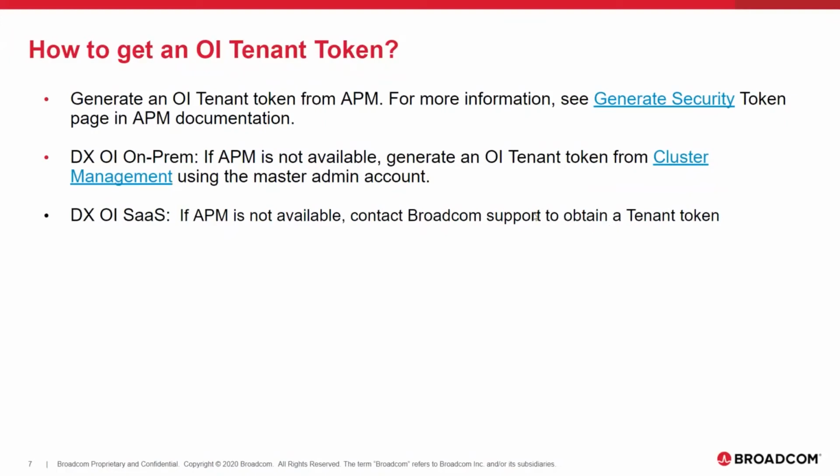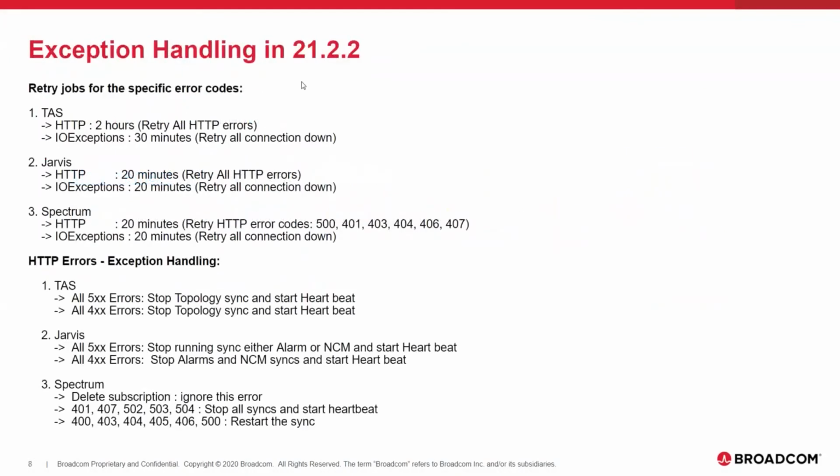However, the OI team will be rolling out support to create a tenant token in the upcoming SaaS push. So this is the exception handling in 21.2.2. This was already demoed during the earlier presentation. From 21.2.2 we support all kinds of errors from Jarvis, so there's no stopping of the Spectrum Data Publisher. We continue to run either the heartbeat or retrieve the synchronizations.